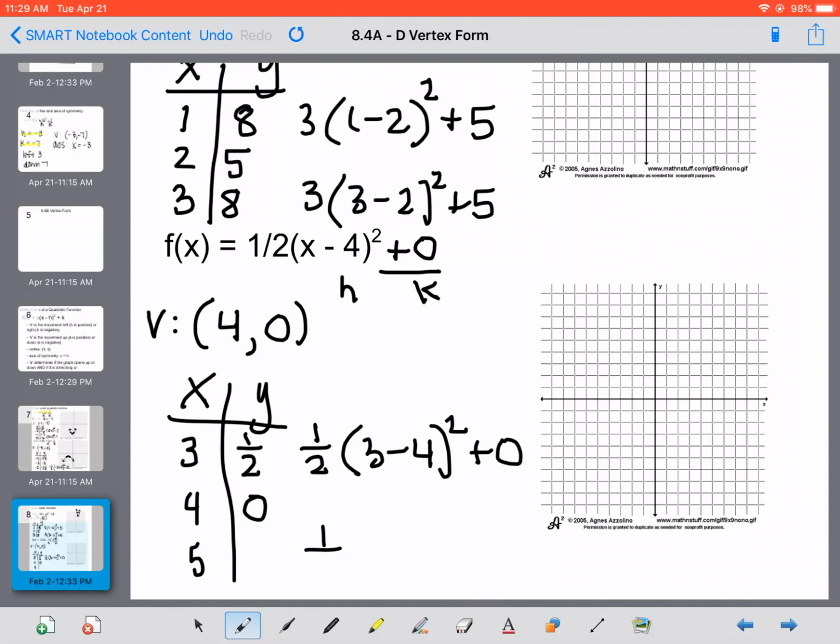And then again, because it's a mirror image, when I do the other one, I should also get 1/2. And then we just plot our points. So our vertex was at 4, 0, so I'm going to go right 4, and then nowhere in the y direction. And then 3, 1/2 means right 3 and up 1/2. And then right 5 and up 1/2. And there is my graph. So that is how we graph using vertex form.